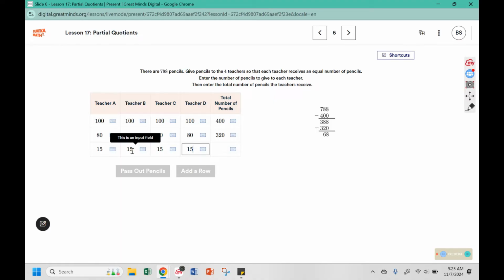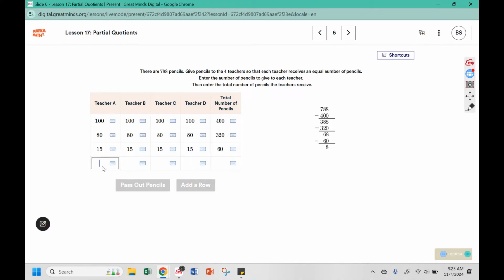15 plus 15 is 30, plus 15 is 45, plus 15 is 60. Now I have 8 left. So 8 split into 4 groups is 2. The pencils are distributed. So now we have to figure out how much we gave to each person.